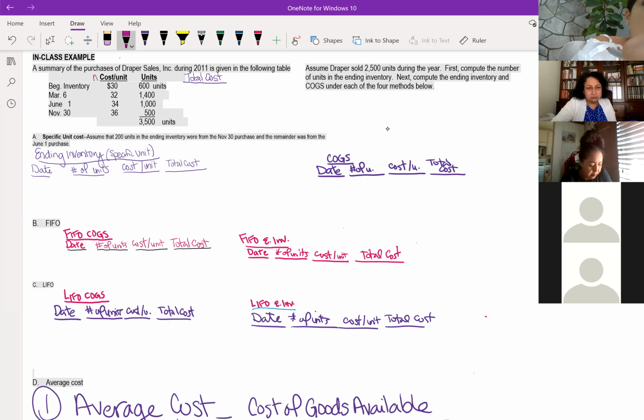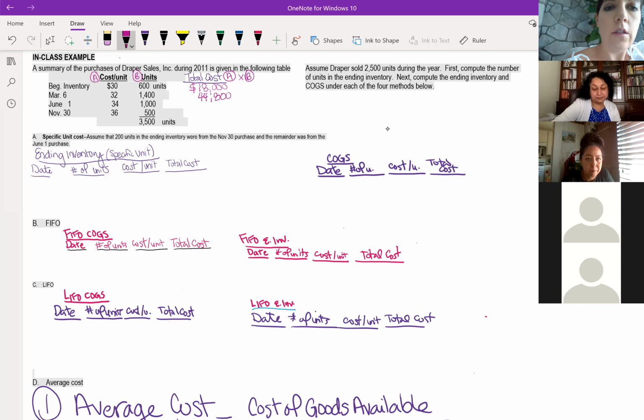So for beginning inventory, $30 per unit times 600 units gives you a total cost of $18,000. For March 6th, $32 per unit times 1,400 units, $44,800. Oof, these numbers. For June 1st, $34 per unit times 1,000 units, $34,000.